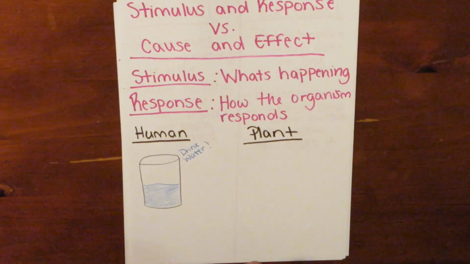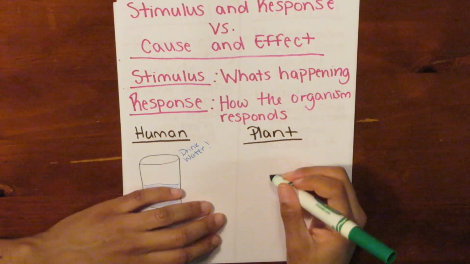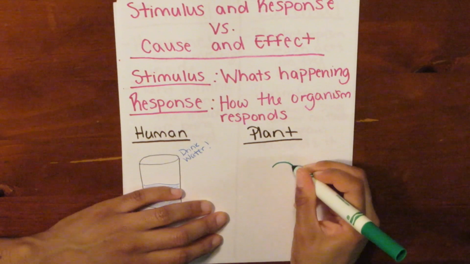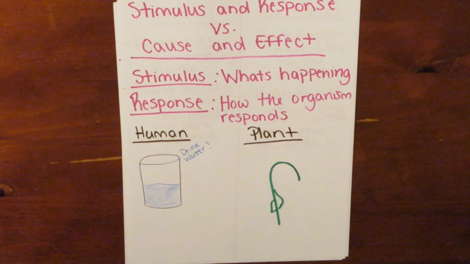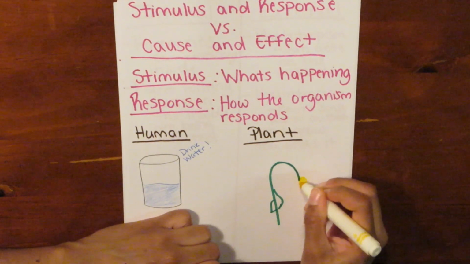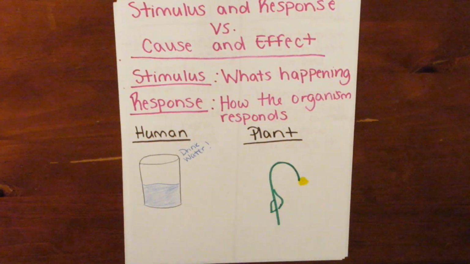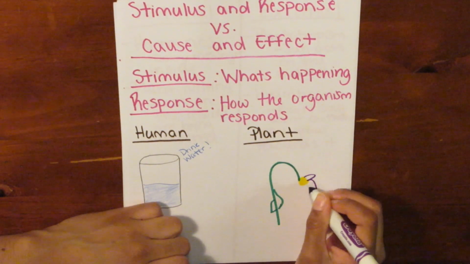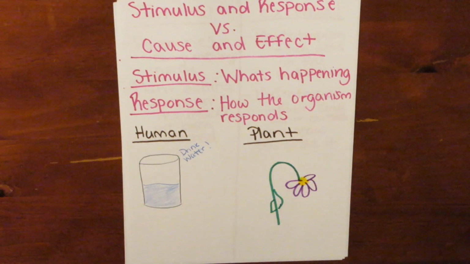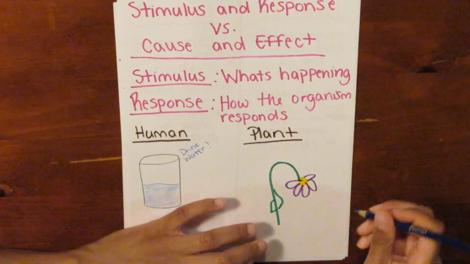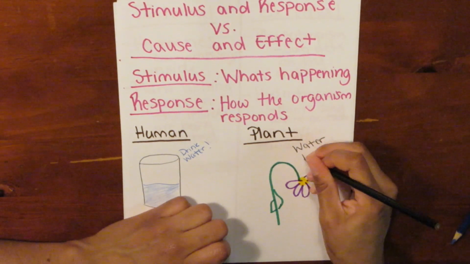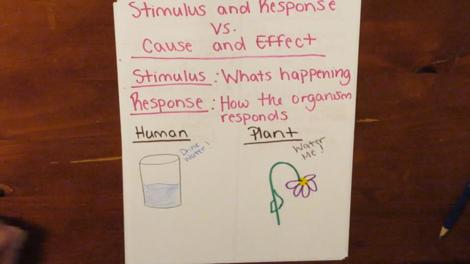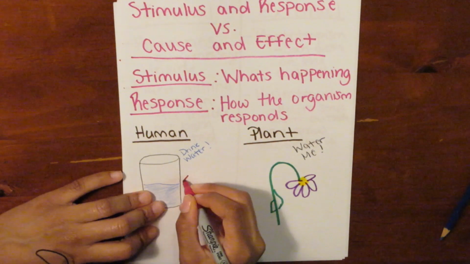But let's look at it from the aspect of a plant. Plants are a little different. They're not like people. They can't just say, oh, I'm going to go get a drink of water. So a plant is not getting enough water. So as a response, the cells in the plant are not working as efficiently, and so the plant begins to wilt. So the stimulus is the plant is not getting enough water. The response is the plant wilts.